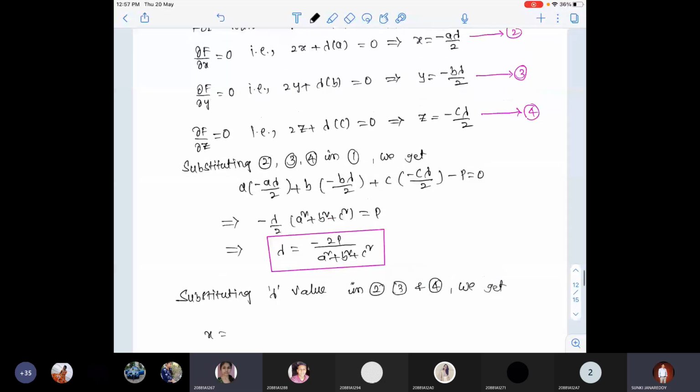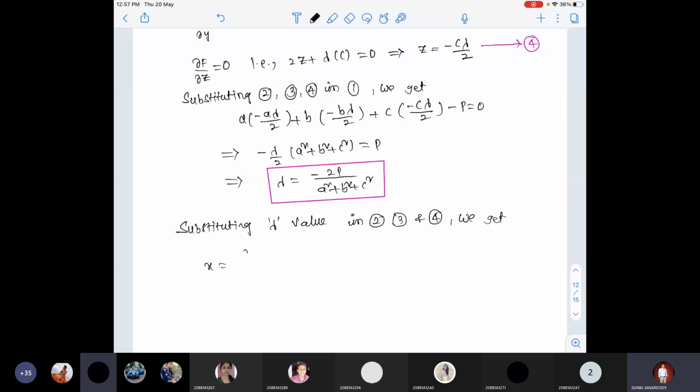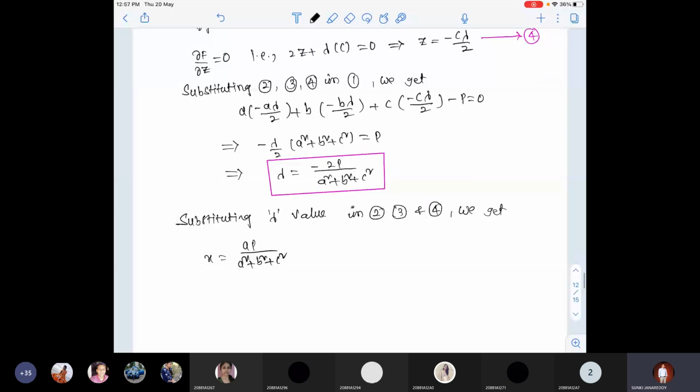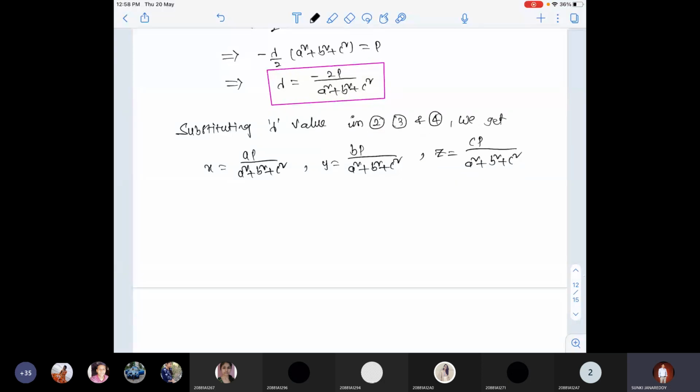Then x is equal to a p by a square plus b square plus c square. Similarly minus minus plus, the 2 gets cancelled. Y is equal to b p by a square plus b square plus c square. Next, z is equal to c p by a square plus b square plus c square. These are the required xyz values.